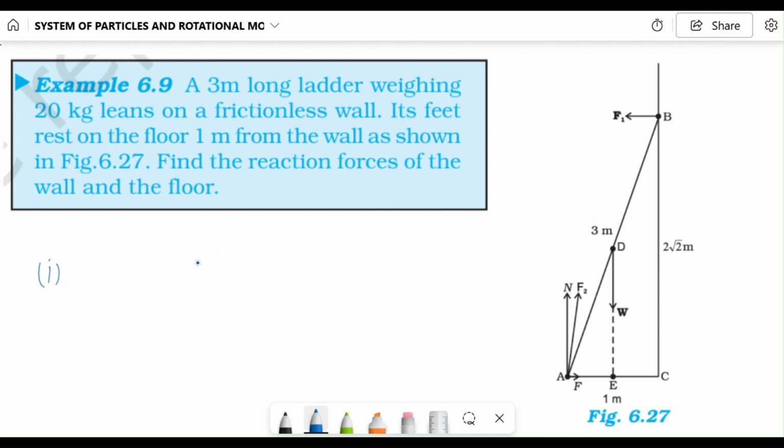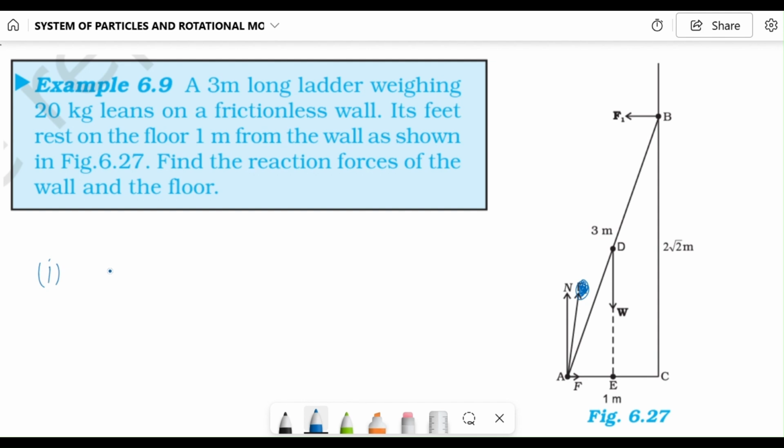What are the forces acting on this ladder? One force is here, F1, another force is here, W, and then one force is here, N, and F2 is a resultant of N and F. For the time being, I'm going to keep this away from our business. So F1 is there, N is there, this friction force F is there, and this weight. We are taking this ladder to be uniformly distributed, so the weight is acting in the middle of the ladder. So this is the weight force.